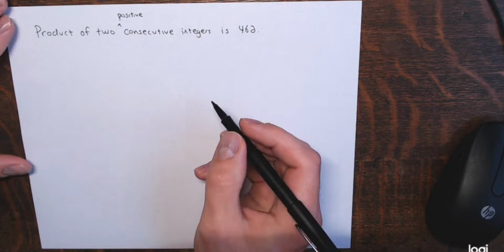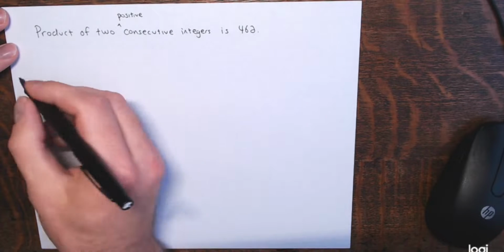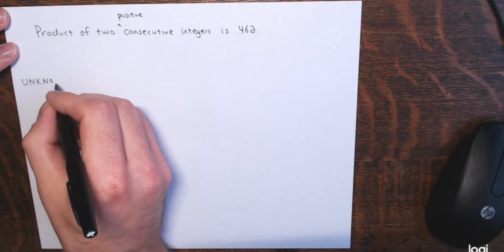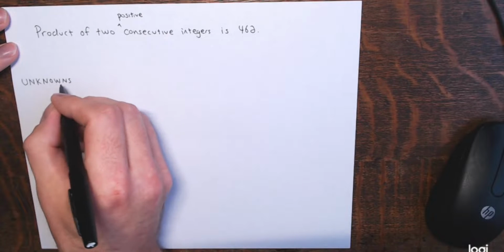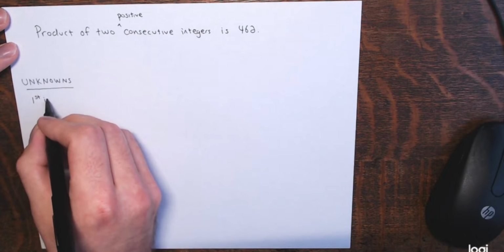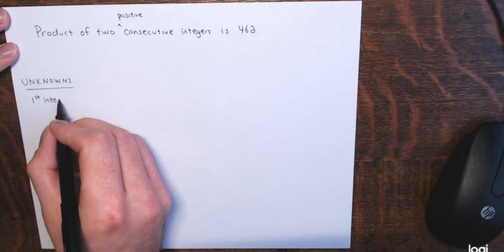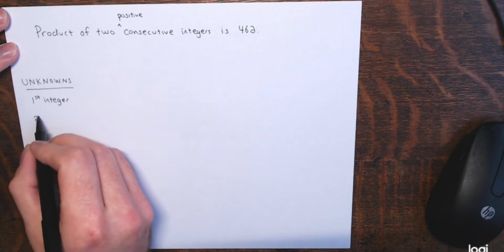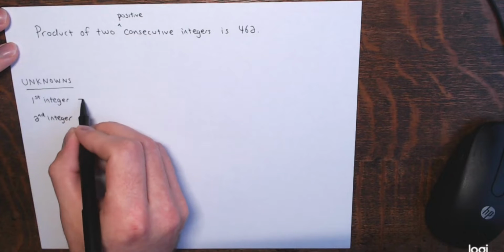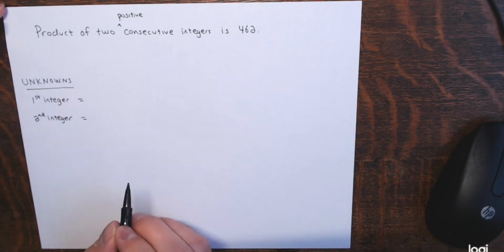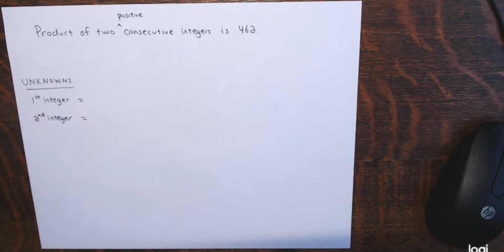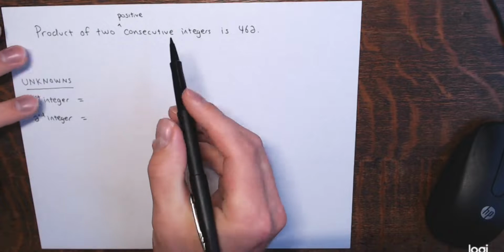Now the two unknowns here are these integers. So the first integer, I'll say the smaller of the two integers, and then the next one, the first integer and the second integer. I don't know what these are. I'll call them something. You can call them x and y or m and n, two different letters, but they gave us a key here.